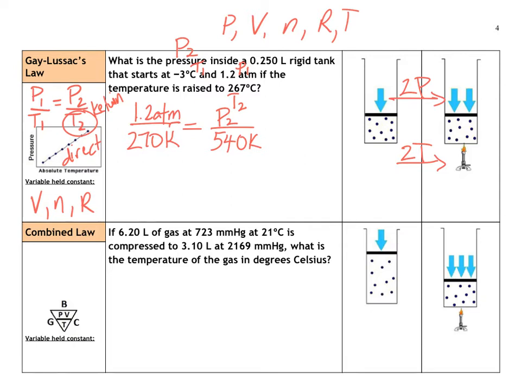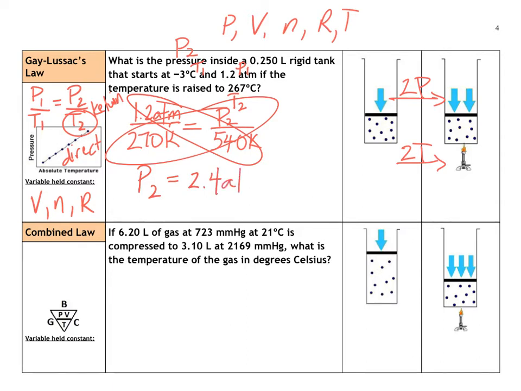When I do the math for a fraction equaling a fraction, I really do like to do this butterfly method or crisscross method, cross multiplication. And solving for P2, as I expected, it would be 2.4 atm. So it doubled in pressure in between the before and after.